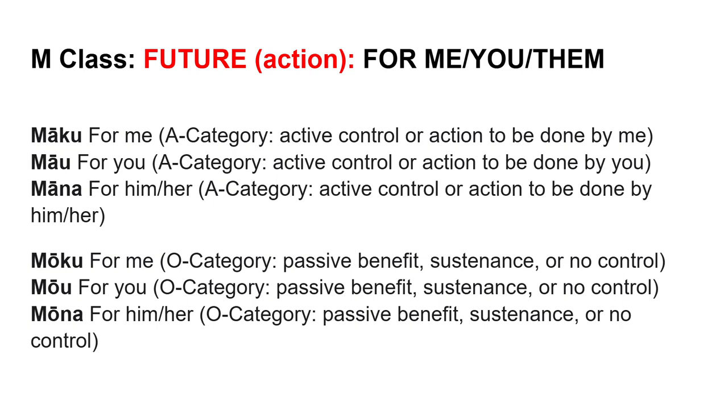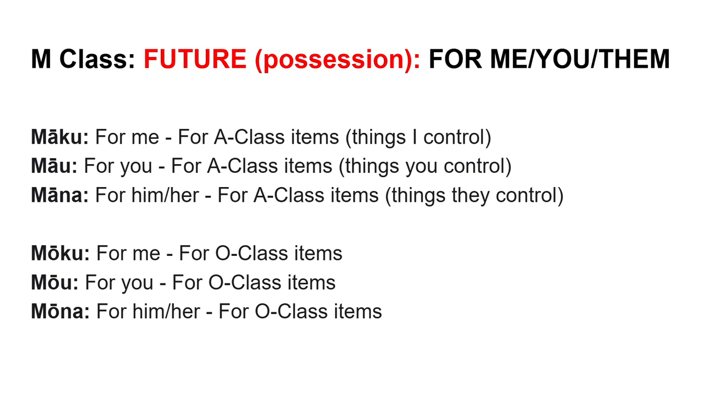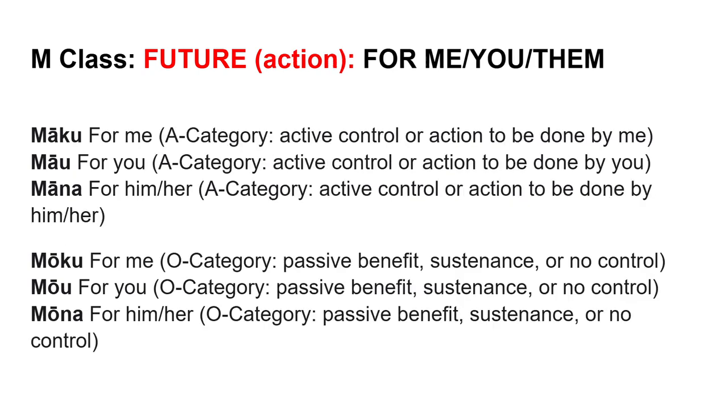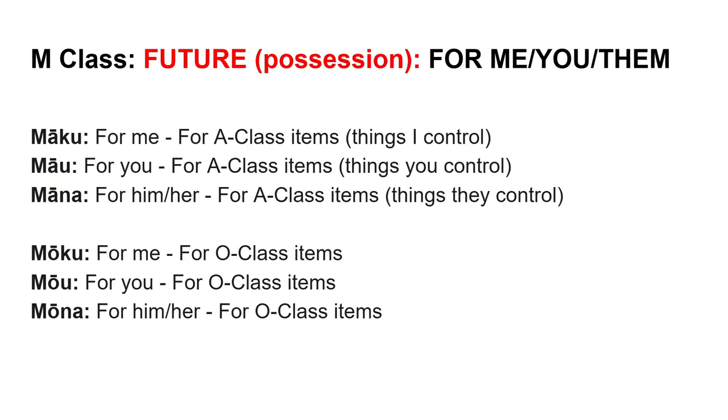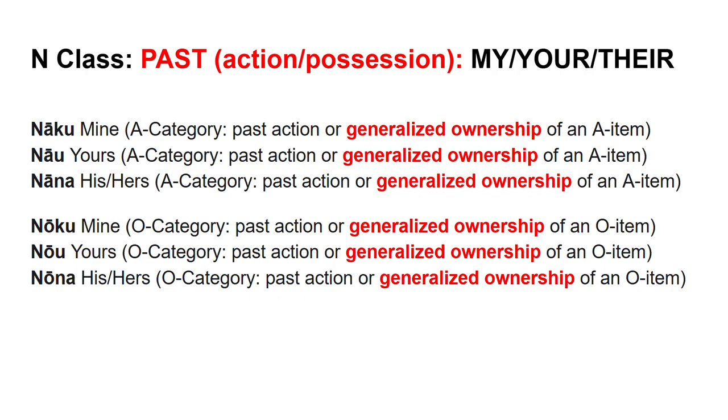The M class is interesting because it's talking about future action. And this is where I got confused. I think I've worked it out. Or it's talking about future possession. Now, these things are actually two different things, and we'll get the right wording for it later. I think that's agent emphatic because it's the action, and here that is your A class and O class. All right, so the past actually has the same problem, possibly the N class, I'm not sure.